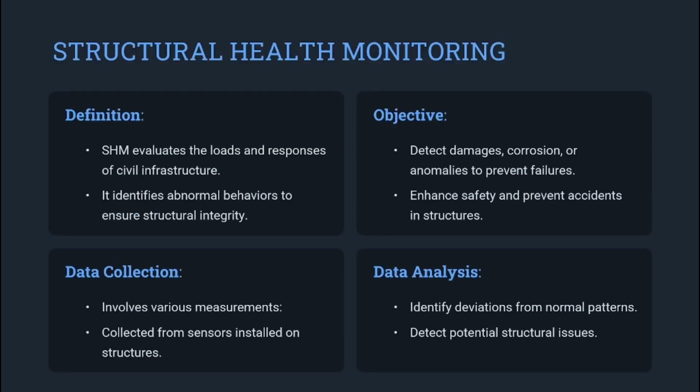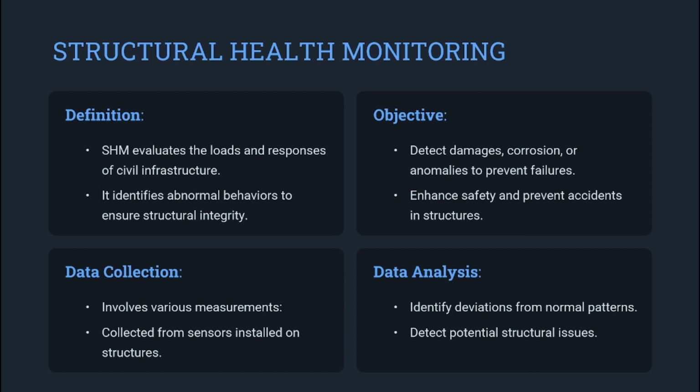Now learn how we can use anomaly detection in structural health monitoring. Let's start with the definition. SHM evaluates the load and responses of civil infrastructure. It identifies abnormal behaviors to ensure structural integrity. Our objective is to detect damage, corrosion, or anomalies to prevent failure, enhance safety, and prevent accidents in structures.